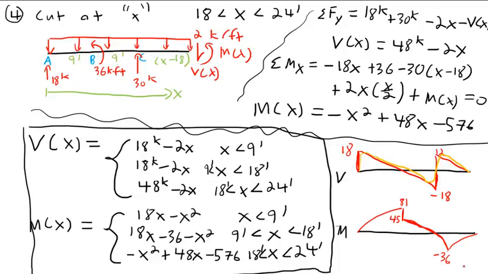But at a pin, they also have to be equal to 0. And we'll look at that more when we talk about shear and moment diagrams by inspection.